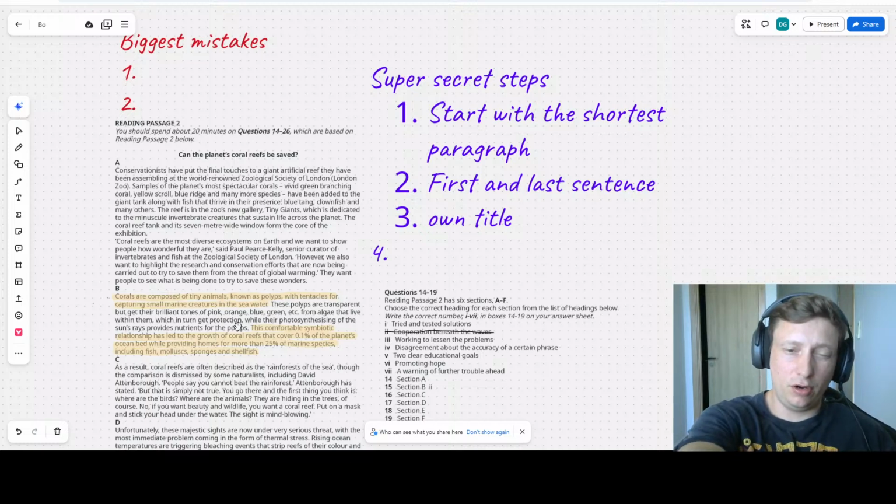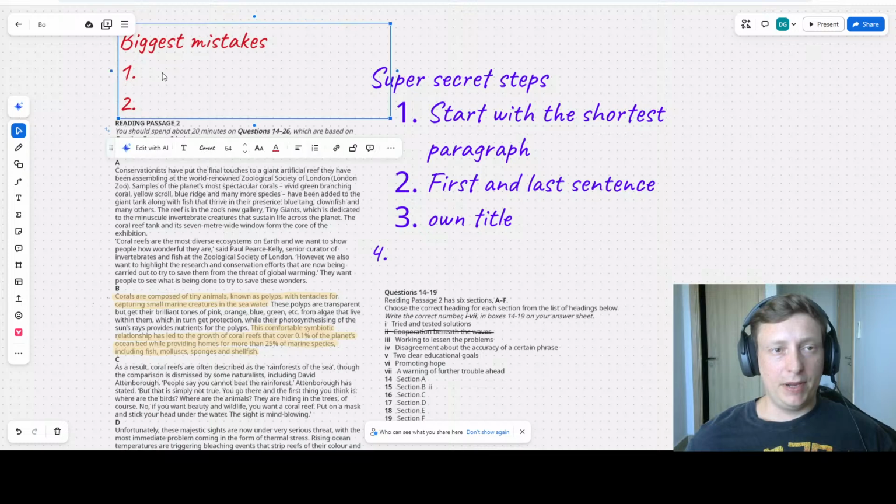I will give you the 4th step later on. It just happens near the end when we have fewer options. Okay, so back to the biggest mistakes. The biggest mistake by far is matching keywords.